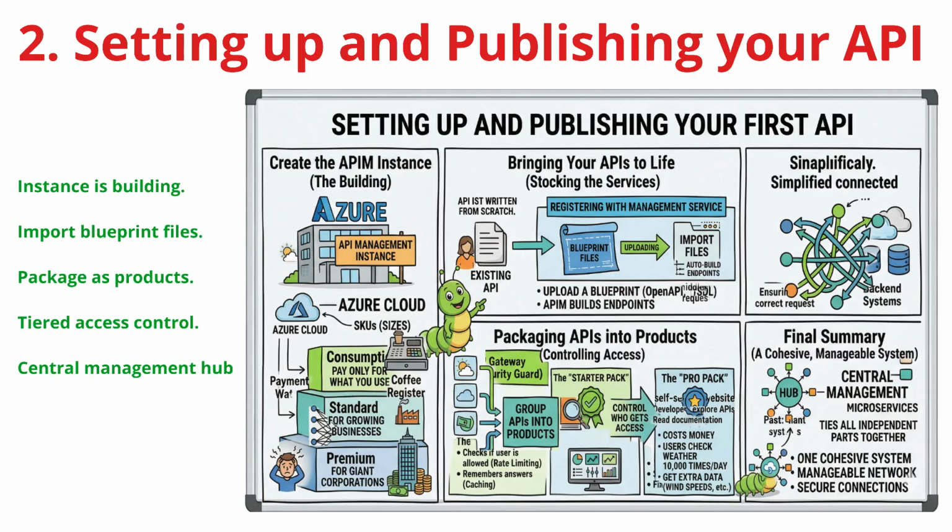To get these services out to your customers, you package them into products to control access. Think of it like a subscription model. You could group APIs to create a free starter pack that allows a customer to check the weather just 10 times a day. For more serious users, you offer a paid Pro Pack, providing thousands of checks plus extra features like wind speeds. This makes controlling access and offering value-tiered services incredibly straightforward.